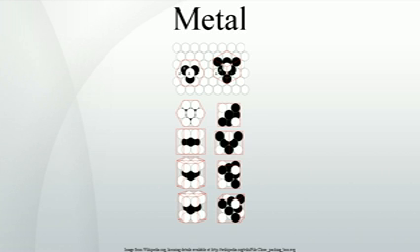Metallurgy. Metallurgy is a domain of materials science that studies the physical and chemical behavior of metallic elements, their intermetallic compounds, and their mixtures, which are called alloys.